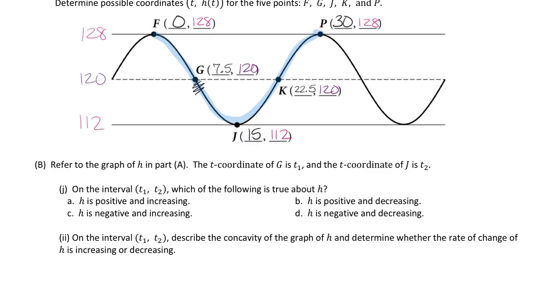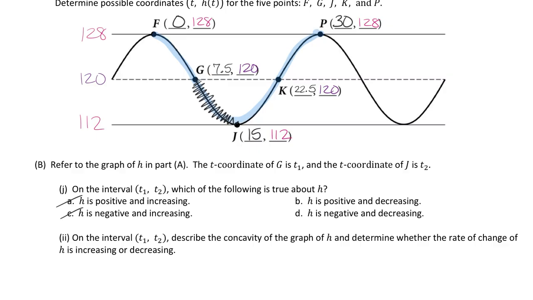So what I want you to do is color in, highlight, indicate the section between G and J for yourself. I already highlighted mine blue, so I couldn't highlight it again, but I want to focus mainly on the section between G and J. On this interval between T1 and T2, which of the following is true about H? So it's definitely decreasing, so let's get rid of the ones that say increasing.